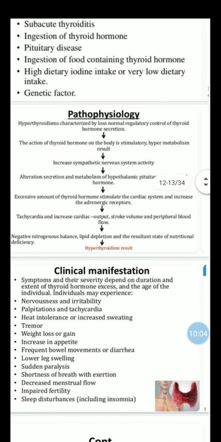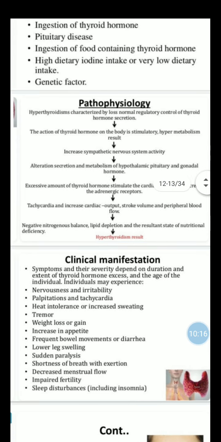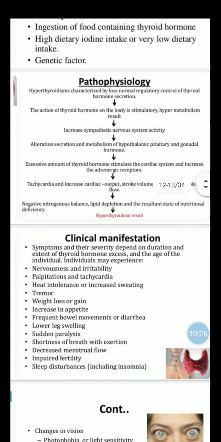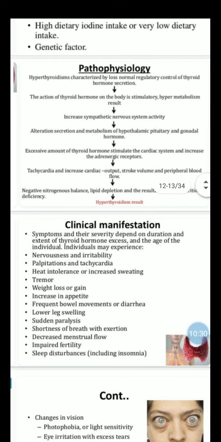Then there is tachycardia and increased cardiac output, also increased stroke volume and peripheral blood flow. Due to this, there is a negative nitrogen balance, then lipid depletion and the resultant state of nutritional deficiency, and finally it causes hyperthyroidism.